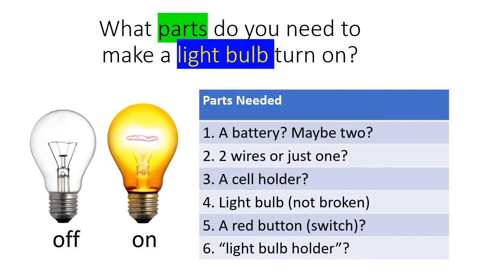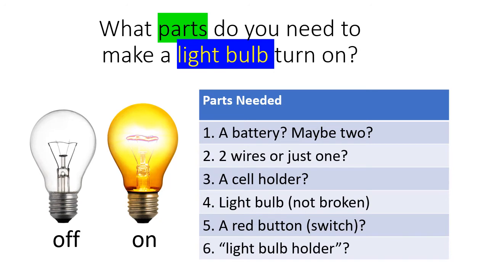So we had the conversation about that you needed something called a battery, and so we weren't sure if it was one battery or more than one. Other people said you also needed to have wires, so the question of one or more than one also came up. A cell holder. We weren't sure at that point if we needed a cell holder or if it just made it easier to connect.